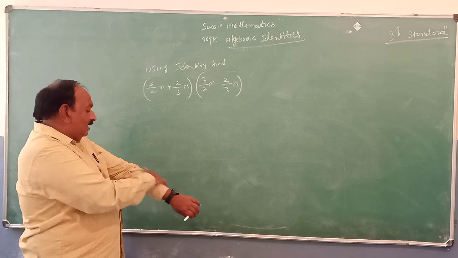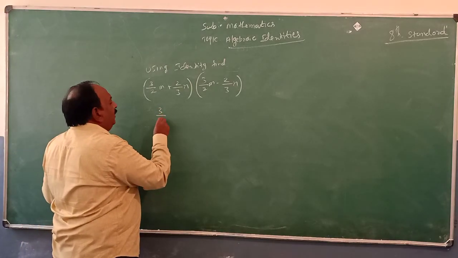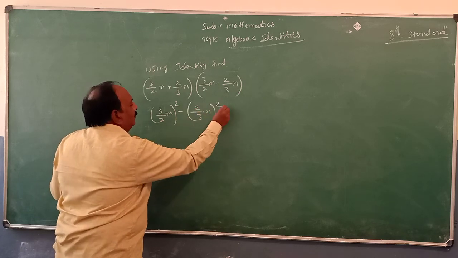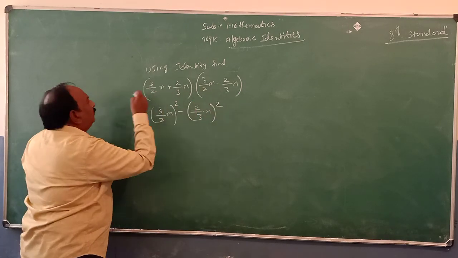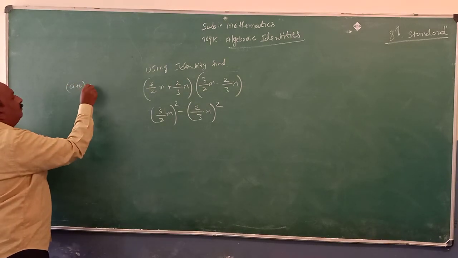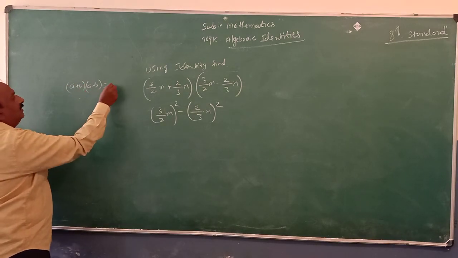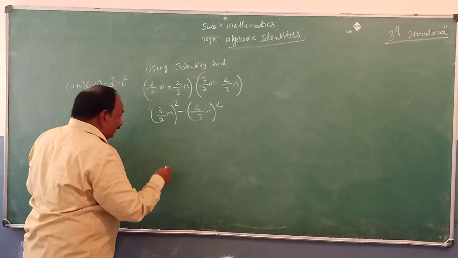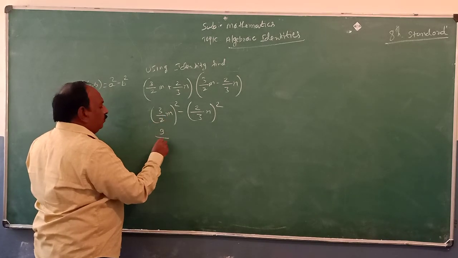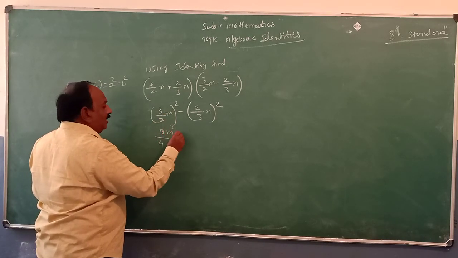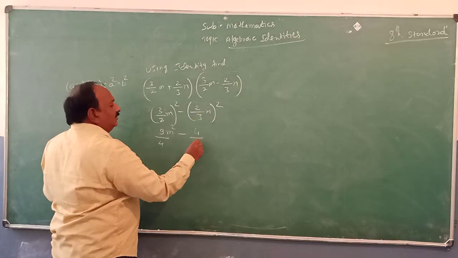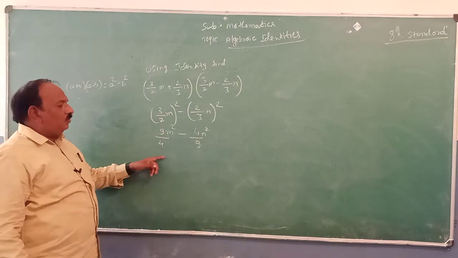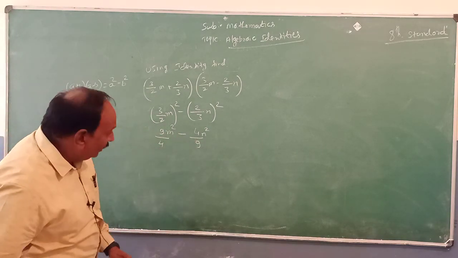That is a square minus b square. (3/2 m) whole square minus (2/3 n) whole square. (a + b)(a - b) is equal to a square minus b square. 3 3s are 9, 2 2s are 4, m into m square; 2 2s are 4, 3 3s are 9, n into n square. 9m square by 4 minus 4n square by 9.